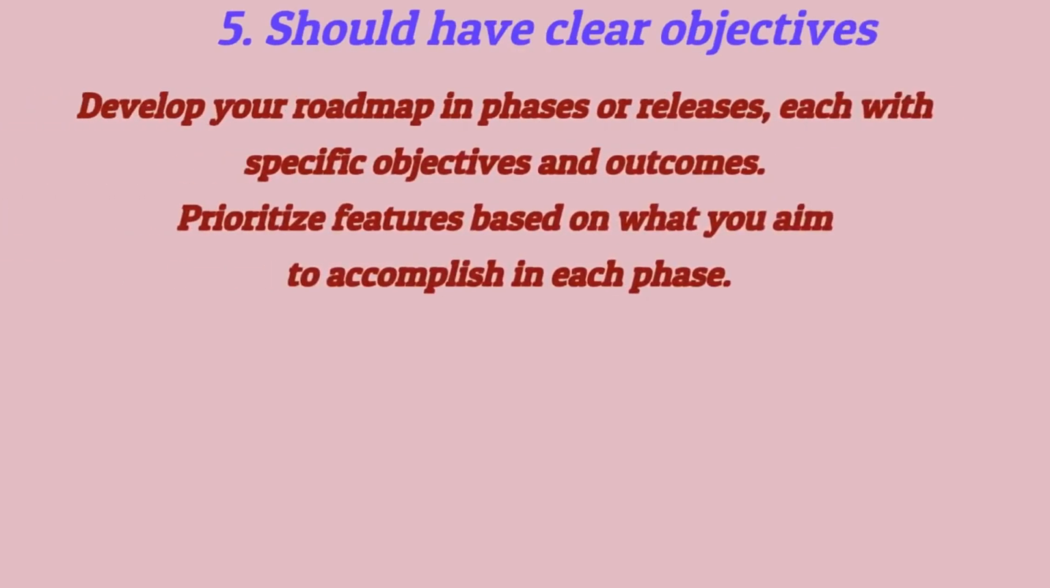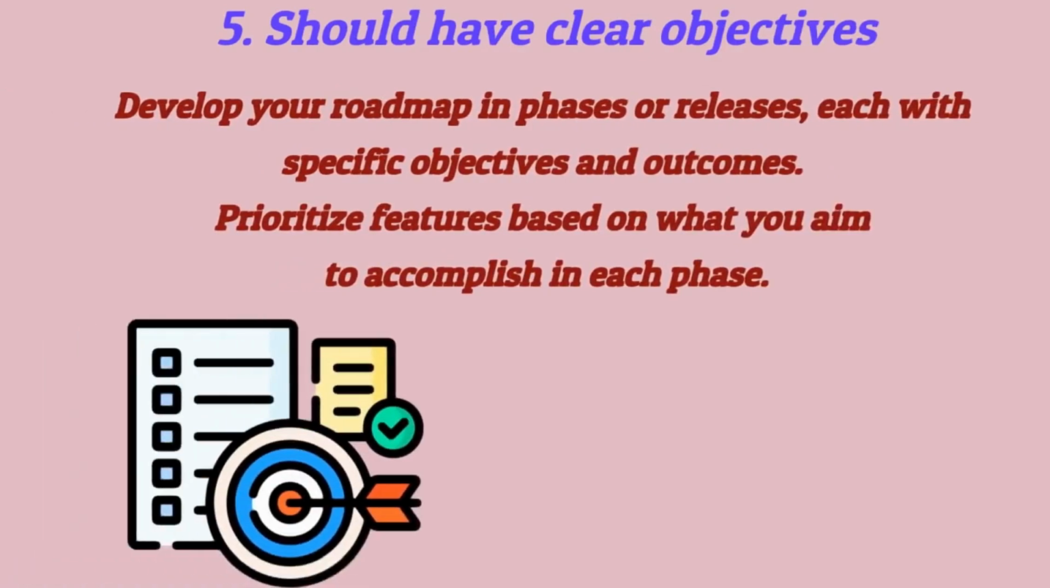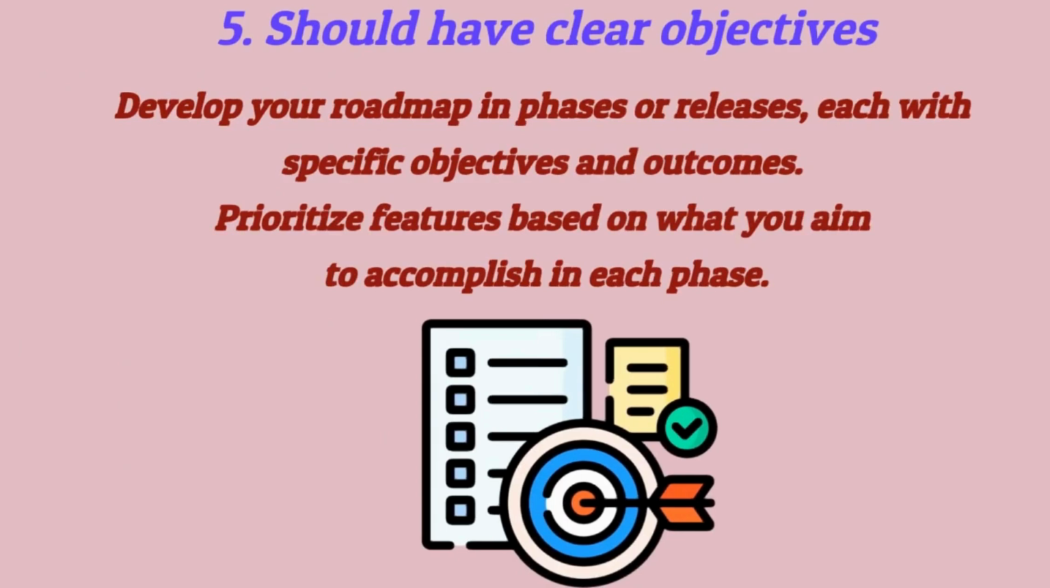Step 5. Each phase of the roadmap should have clear objectives. Develop your roadmap in phases or releases, each with specific objectives and outcomes. Prioritize features based on what you aim to accomplish in each phase. Managing expectations, setting realistic timelines, and improving incrementally are all made possible by this approach.